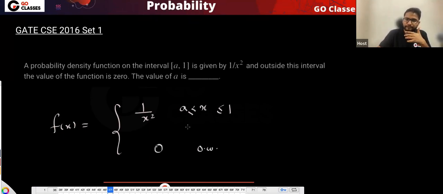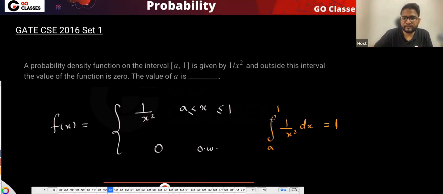Can you do it? So I think it should be integration of a to 1 fx. This is the only place where it is non-zero, so you just need to write the non-zero things. Otherwise you do not need to write any other thing. So this is basically integral of 1 upon x square dx equal to 1, to be a valid PDF, right? Now I think you can integrate it.